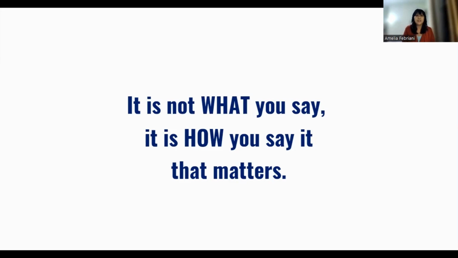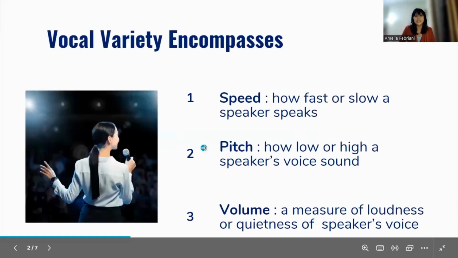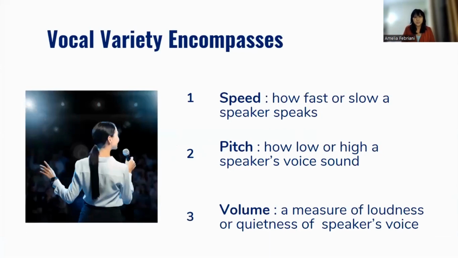So what is vocal variety? Vocal variety encompasses three things. The first thing is speed. Speed talks about how fast or slow a speaker speaks. The second is pitch, which is how low or high a speaker's voice sounds. And the third is volume, a measure of loudness or quietness of the speaker's voice.